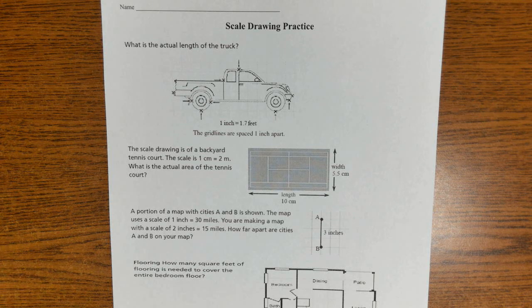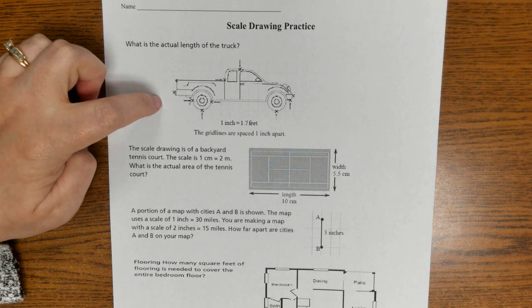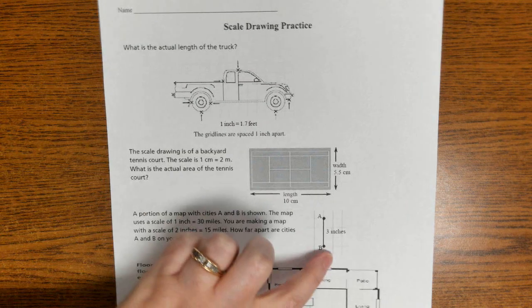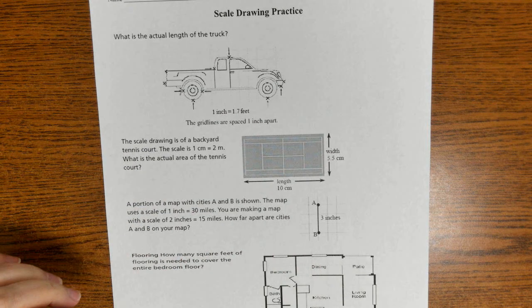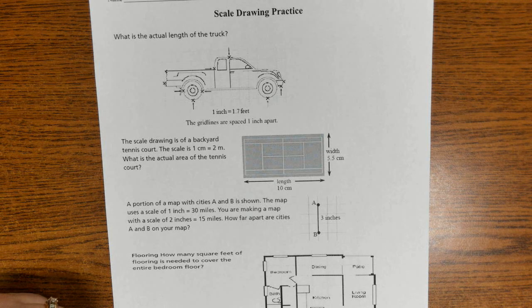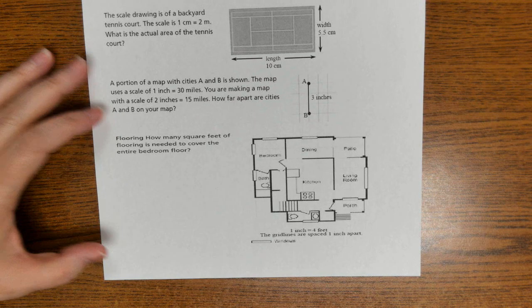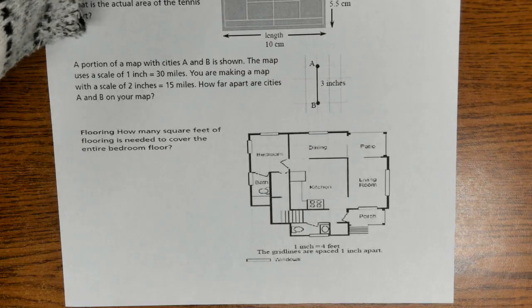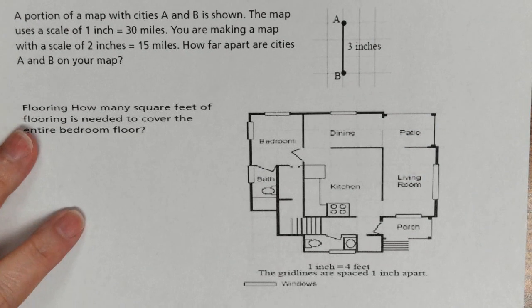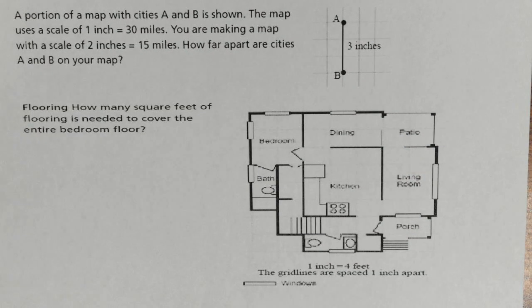Alright, so we only have a couple problems on here. We'll do a couple together. So there's the one with the truck, there's a backyard, there's a map, and there's a blueprint for a house. Which one do you want to do first together? The blueprint? Alright.